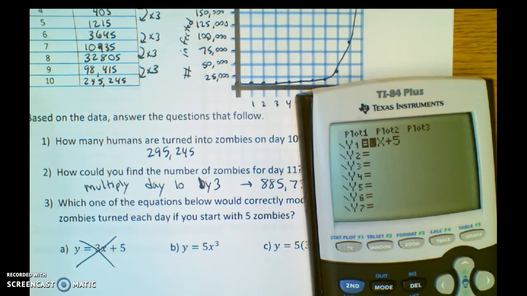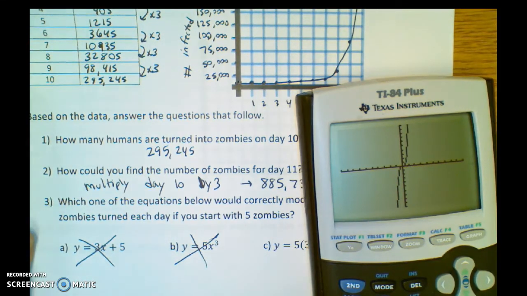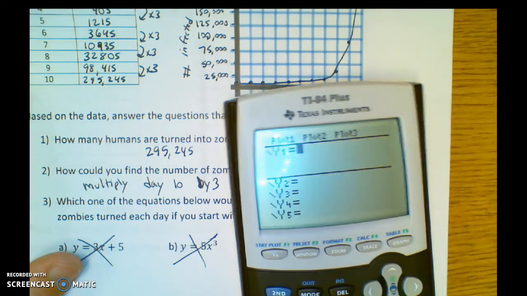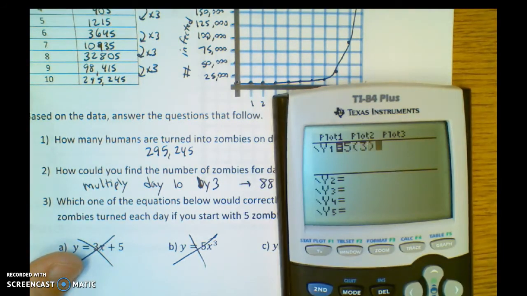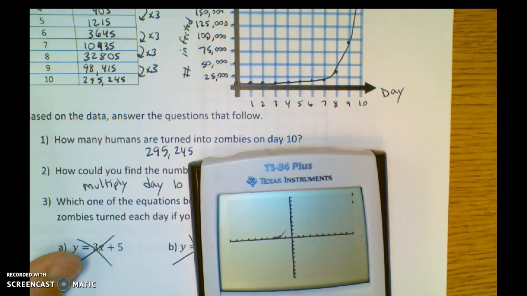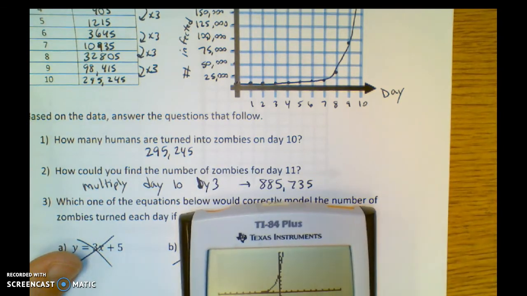Let's try the next one. 5x to the third. If you graph that one, it's a snake shape. That's the cubic shape that we worked on. So it's definitely not that one. Let's try that last one. That one says 5 parentheses 3 to the x. Okay, so I'm seeing more of that J shape.